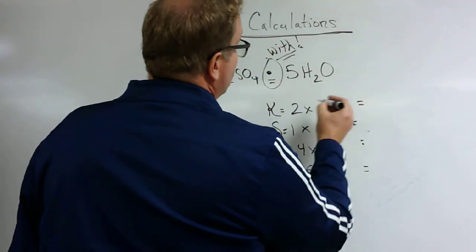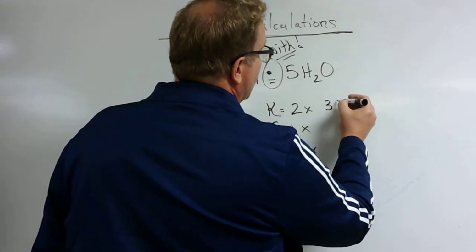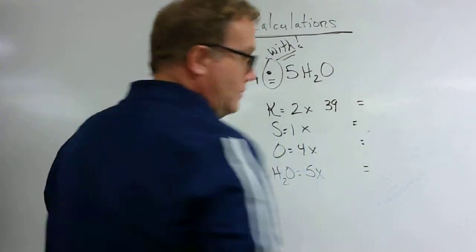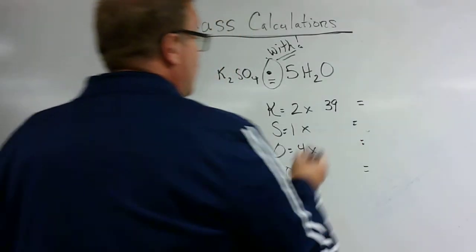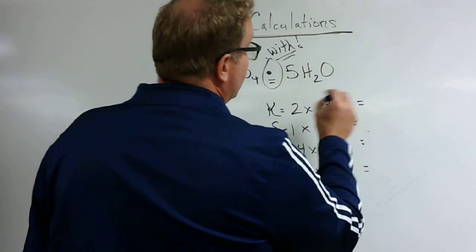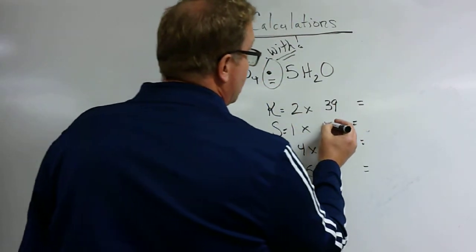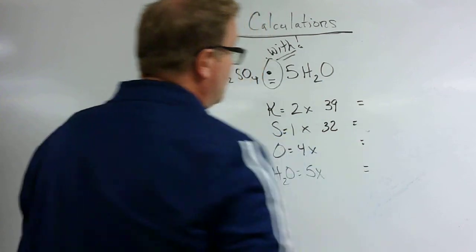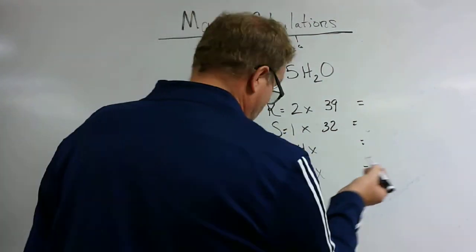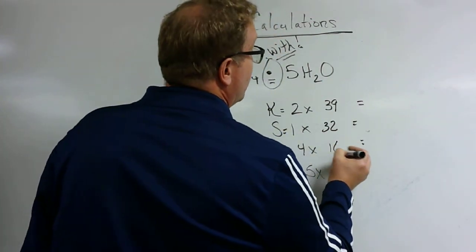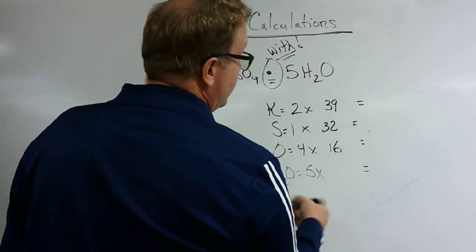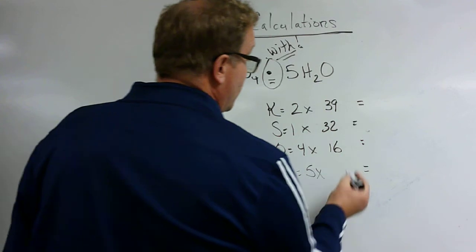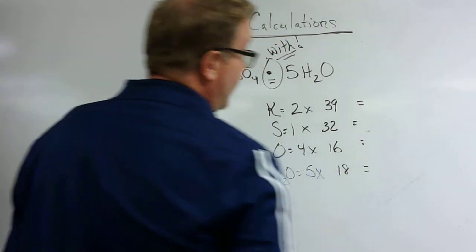You'll notice that potassium is 39.098, I believe, which they sometimes round to 39.1. 39 should be okay with this. Sulfur is 32.066, so 32. Oxygen is 15.999, which is 16. And with water, that would normally be 18.015, but we'll go 18.